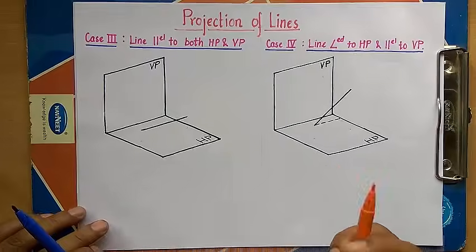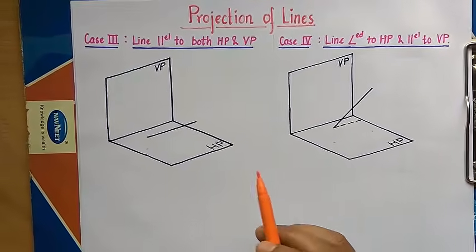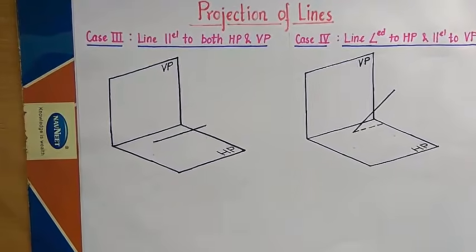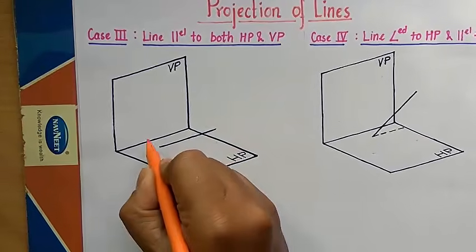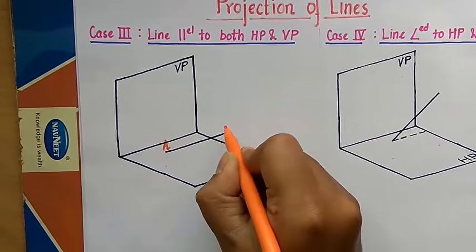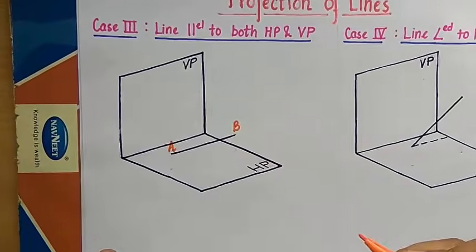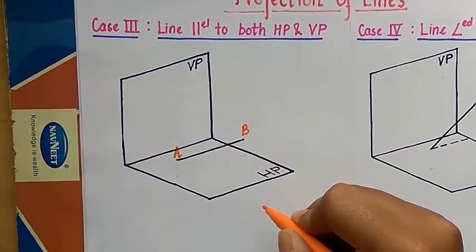Alright, so guys, this is case number 3, and in this case we have this line parallel to both the horizontal plane as well as the vertical plane. So let us say that this is our line and the endpoints are named A and B, and now we need to look at this line in two different ways.